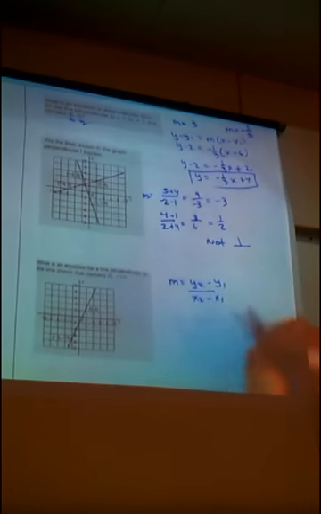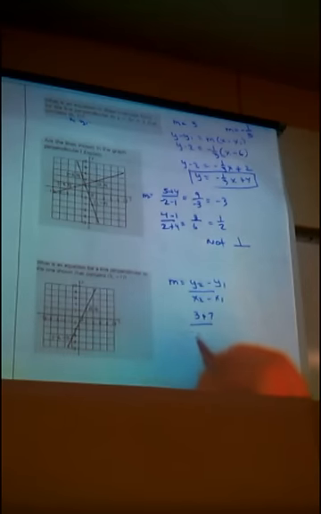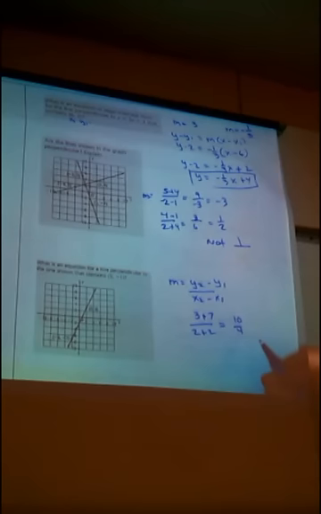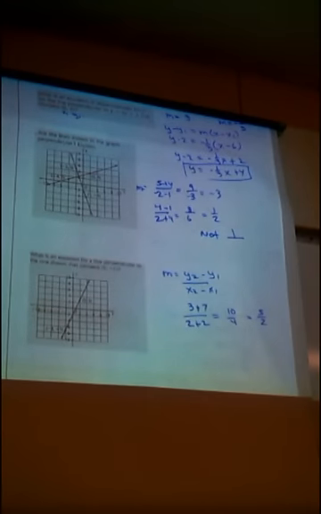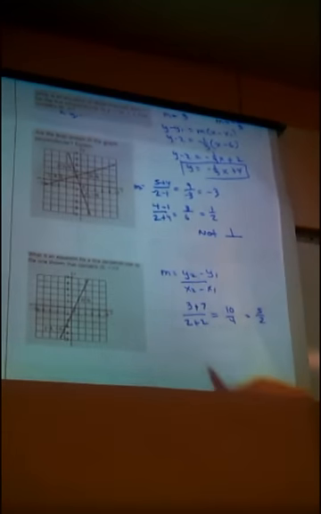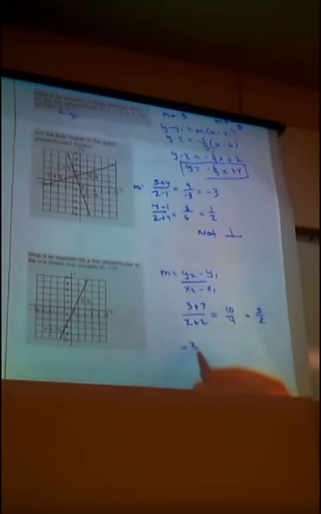So we have 3 plus 7 over 2 plus 2. We get 10 over 4, 2.5, or 5 over 2. What would be the perpendicular slope? Don't change it out of fraction. It's easy to work with a fraction in these. So the negative reciprocal would be negative 2/5, which is the slope of the next line.